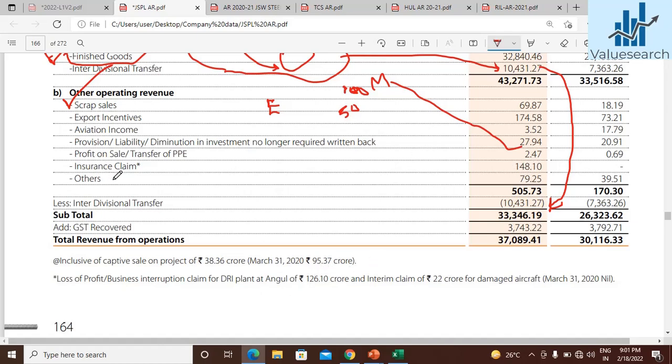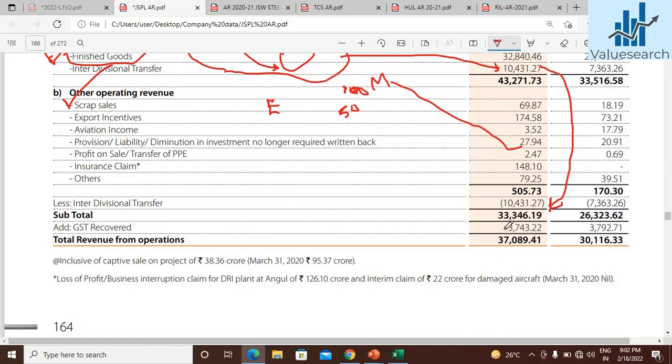And you have others also, which is over here. Less interdivisional transfer, this amount has now been deducted. You have got your subtotal of this amount. Then you have GST recovered. After adding it back, you have total revenue from operations of this amount.